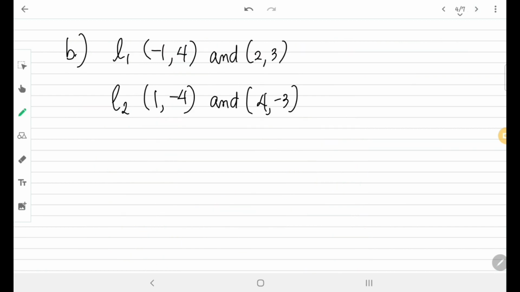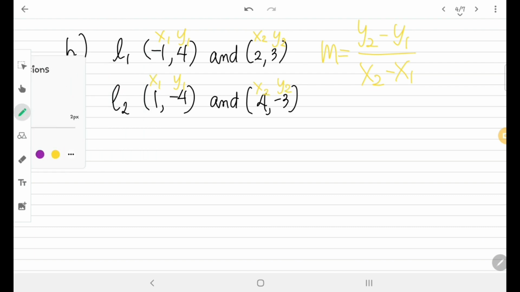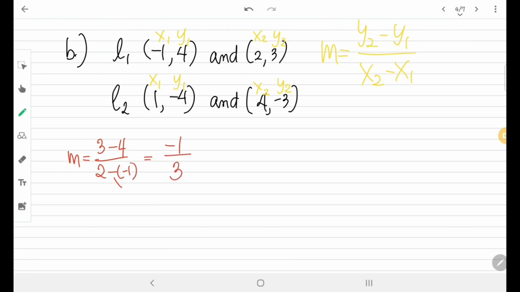Okay, another example. Ito naman, kailangan yung m equals y sub 2 minus y sub 1 over x sub 2 minus x sub 1. So, that is how you will get the slope. Label na lang natin ha. I do have a habit of labeling it kasi para kapag nag-substitute ako, hindi ako malilito. So, read muna tayo for the first one. So, let's have m equals 3 minus 4 over 2 minus negative 1. So, negative 1/3. Kasi ito yung nagiging 2 plus 1.